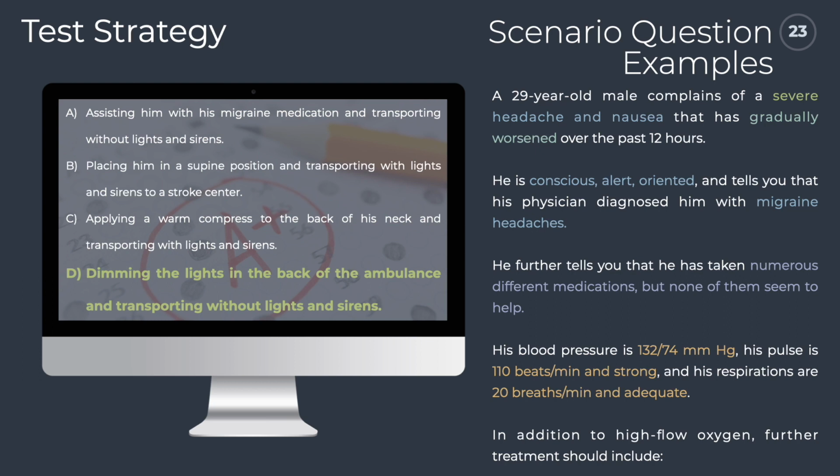Finally, with C, while the warm compress is not explicitly a wrong answer, I should note here that most people with migraines tend to prefer cold or cool compresses over warm. It is the transporting of the lights and sirens that makes this answer incorrect for the same reason as answer B.